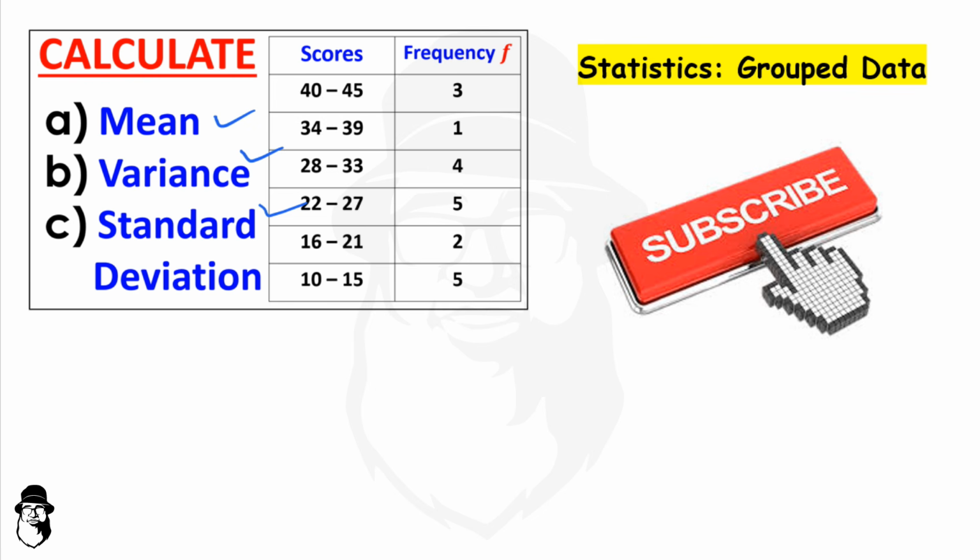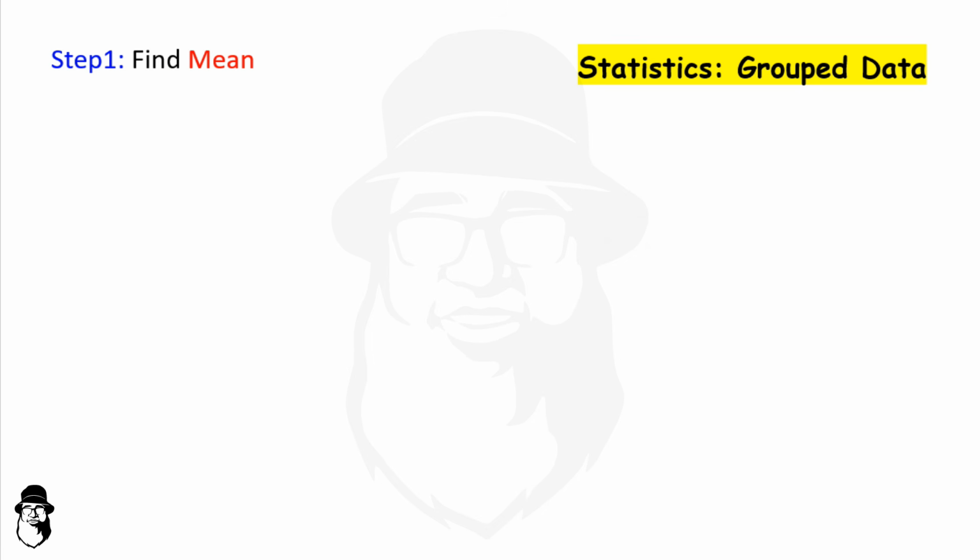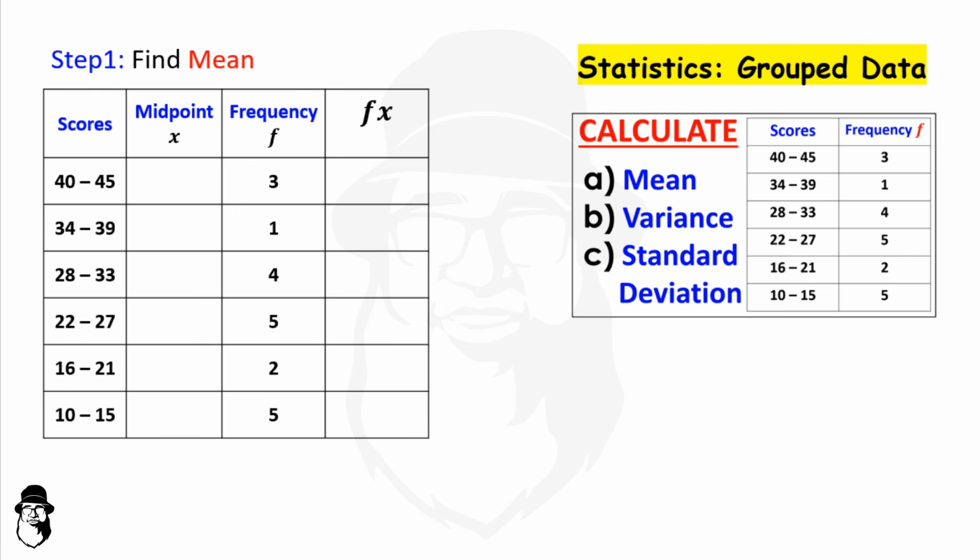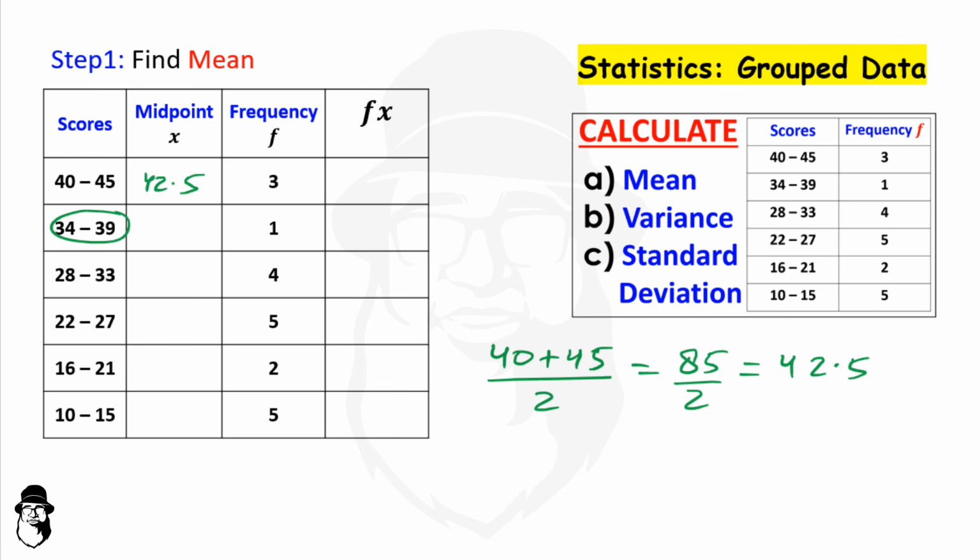Let's do this question. First step is we find the mean, and for that we bring down the data here. And the first step here is we find the midpoint of every class. Here midpoint means we add these two numbers, 40 plus 45 divided by 2, and it will be 85 by 2, that is 42.5. So we write 42.5 here, and then we do the same with this class.